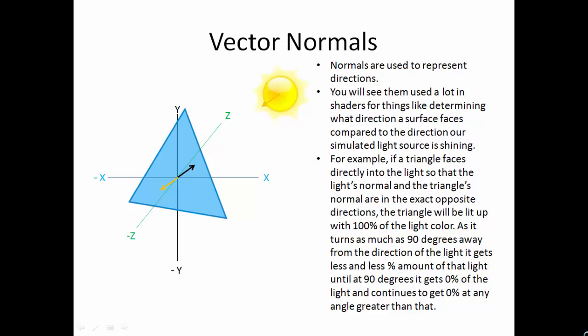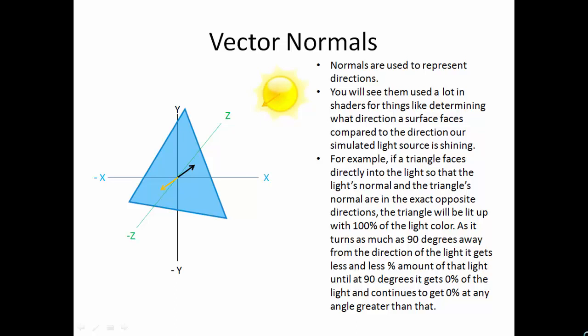We could just as easily move that vector so its tail is on the origin, which is exactly what I did in this drawing. And you can see that it's pointing in the exact opposite direction of the face normal, which is the black vector. And so when these two vectors are pointing in exactly opposite directions, you know that the face is pointing perfectly into the light, and you can give it 100% of the light's color to illuminate it.